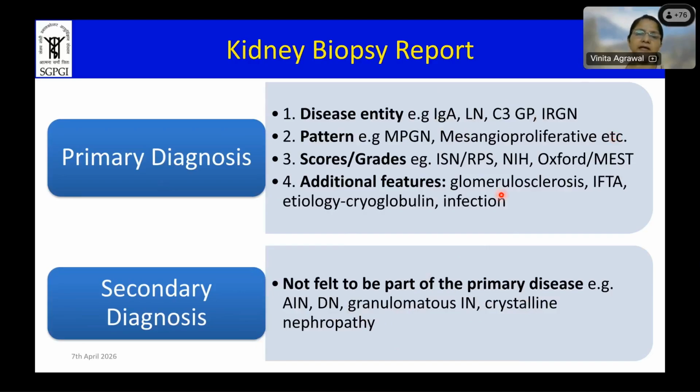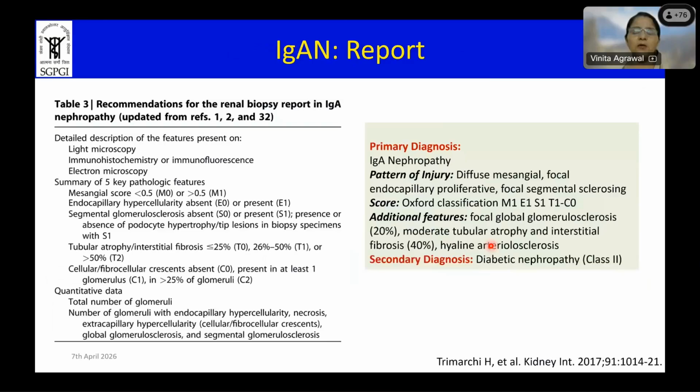So this is how the kidney biopsy report should look like. So this is an IgA nephropathy report. We say IgA nephropathy. What is the pattern of injury? Is it diffuse mesangial, focal endocapillary, or focal segmental? What is the score? What are the additional features, like whether there is focal global glomerulosclerosis, moderate tubular atrophy, interstitial fibrosis? Sometimes you may have IgA nephropathy in a patient with diabetic nephropathy. So you will say the secondary diagnosis that the patient also has class 2 diabetic nephropathy.